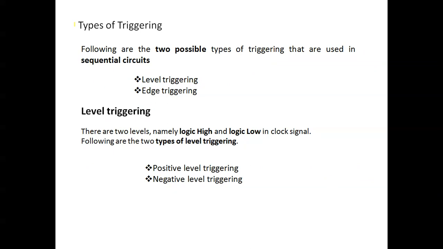Types of triggering: how the circuits or devices get triggered by the clock. There are two possible types used in sequential circuits: one is level triggering, another one is edge triggering. So what is level triggering? There are two levels, namely logical high and logical low, so positive level triggering and negative level triggering.